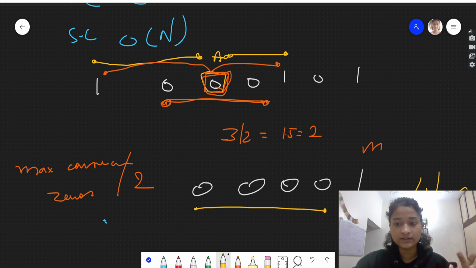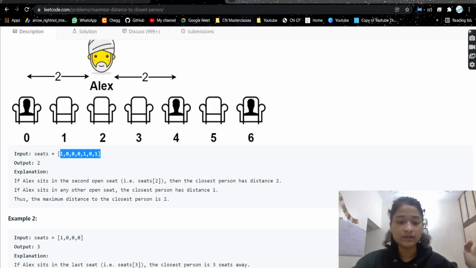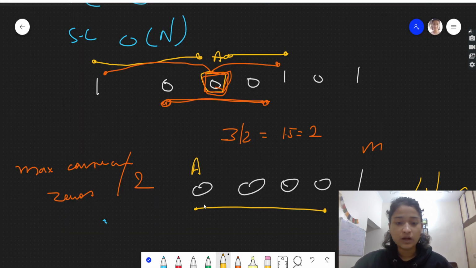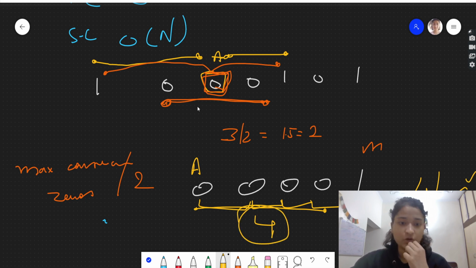Why not a correct answer? Because Alex will sit here, because there is only one 1, na? So Alex will obviously sit as far away as possible from that one, because we have to find the maximum distance. So in that case, 1 2 3 and 4, the answer should come out to be 4, but we are giving the answer as 2 according to our approach, which we were thinking when there were zeros between two ones. So this is an exception.